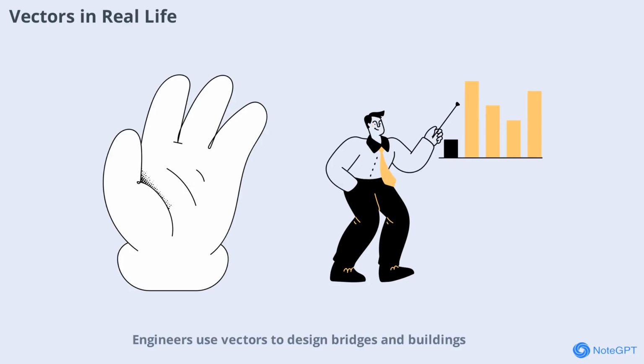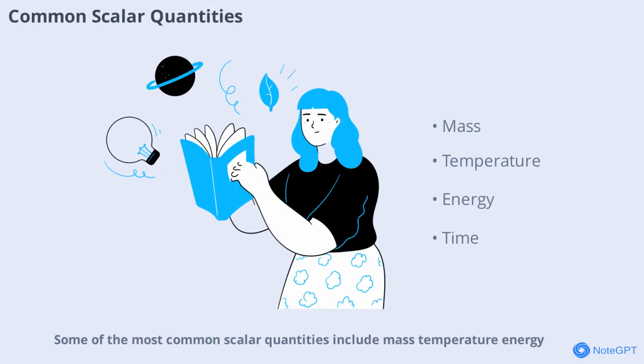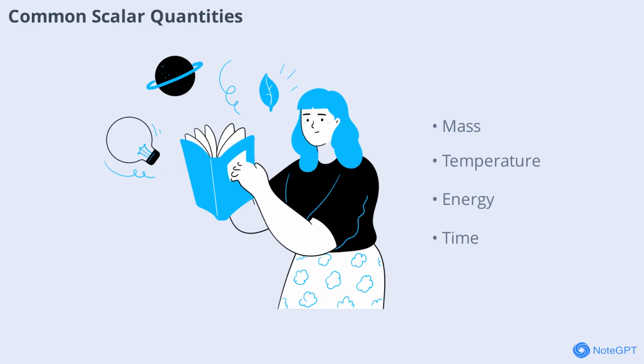Engineers use vectors to design bridges and buildings, ensuring forces are balanced. Even athletes use vectors when calculating the best angle to throw a ball. Some of the most common scalar quantities include mass, temperature, energy, and time. These are measured in units like kilograms, degrees Celsius, joules, and seconds. Because they don't involve direction, they're easy to add, subtract, multiply, or divide in calculations.